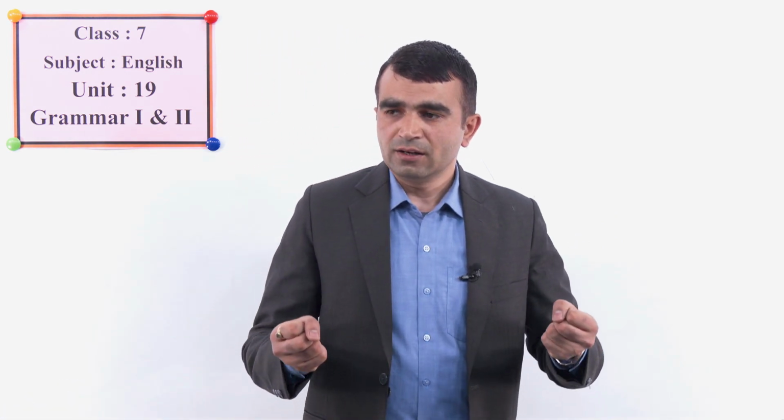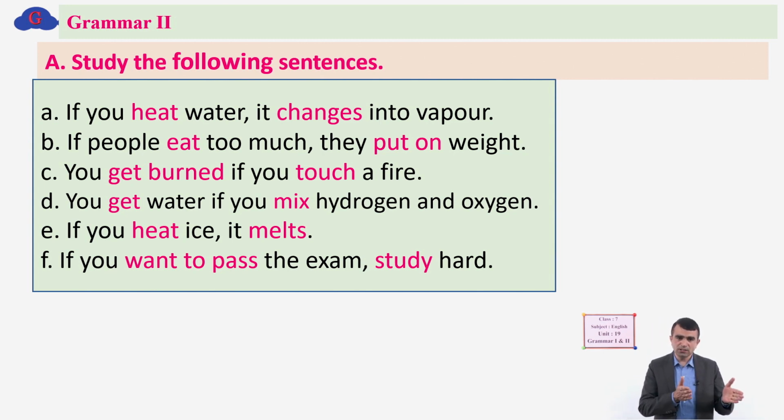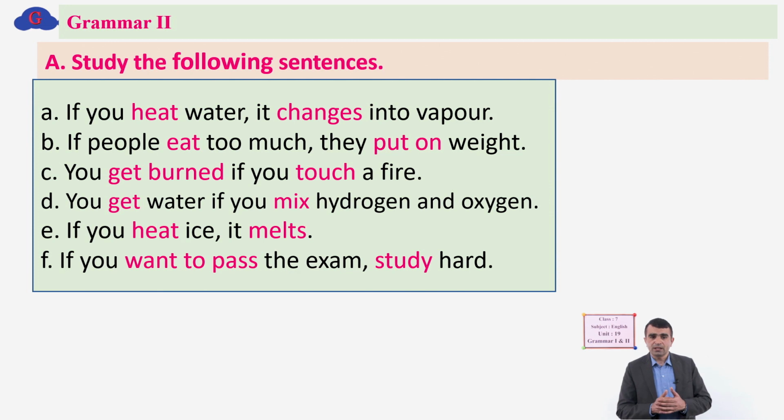Now, previously, in grammar 1, we read how to report facts and truth. Now, here we will study how to use if conditional with facts and truth. In the beginning, in your book, what is given? Task A, study the following sentences. A, B, C, D, E, F. There are 6 sentences given in your book. Read them. A, if you heat water, it changes into vapor.